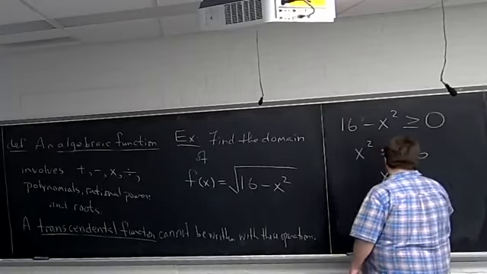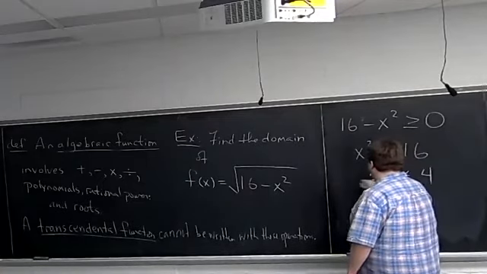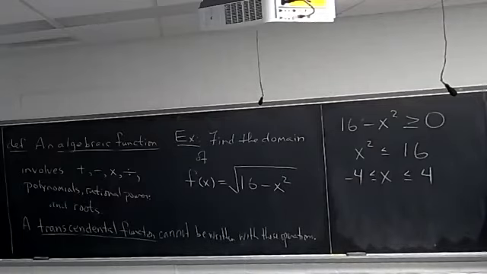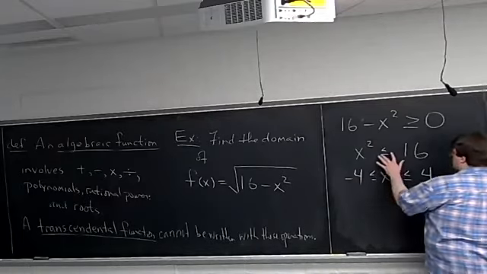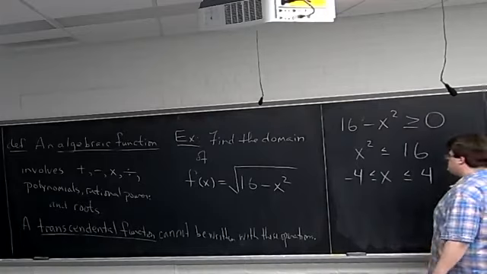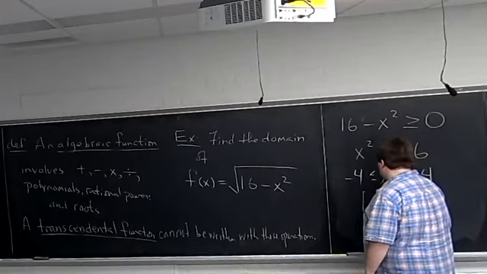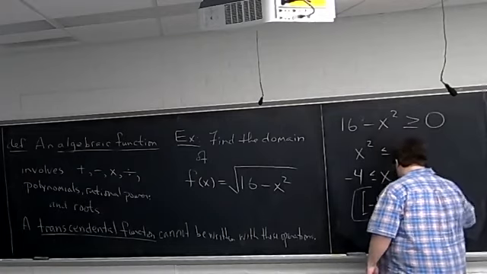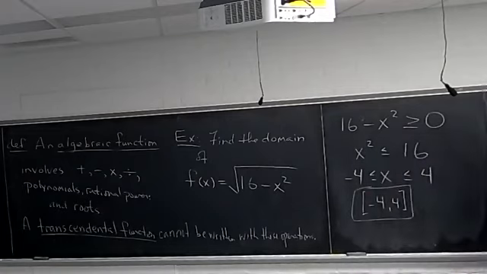Well, x values between 4 and negative 4, including 4 and negative 4, because it could be equal. And if you wanted to write this as an interval, you can write that as the interval negative 4 to 4, including the endpoints.